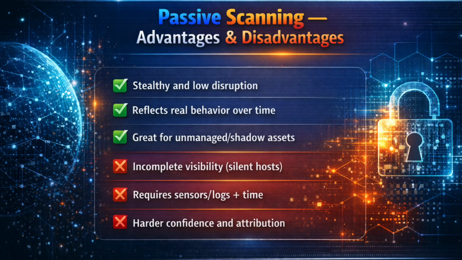If a device is powered on but not communicating, you might miss it. Passive scanning also depends on sensor placement, logging quality, and retention. If you don't collect DNS logs, you can't analyze DNS. If your sensor misses east-west traffic, you lose visibility. Finally, passive indicators can be ambiguous. You infer what a system is rather than proving it. So passive scanning is safer and stealthier, but slower and sometimes uncertain.